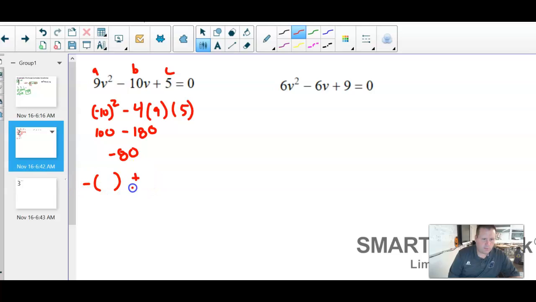And then I do my actual quadratic formula. B goes here, so negative 10 is going to go there. Negative 80 is going here. And then 2a, which should be 18, because 2 times 9 is 18.